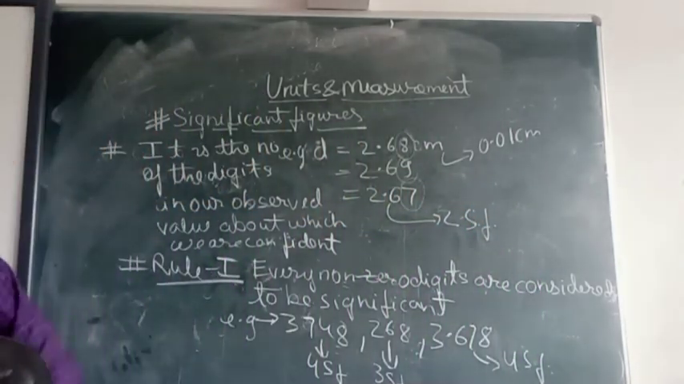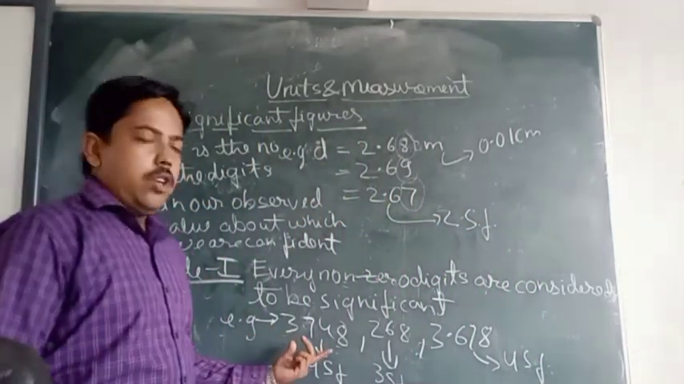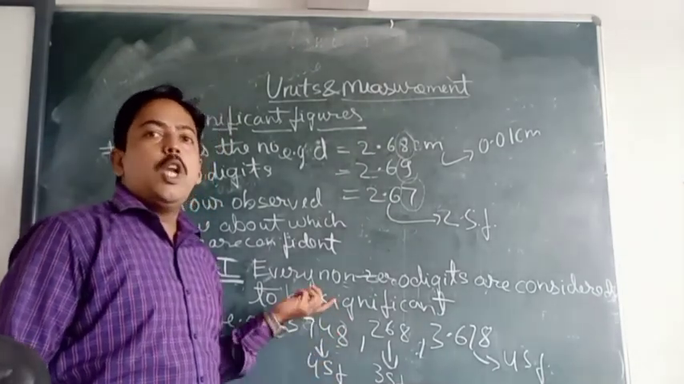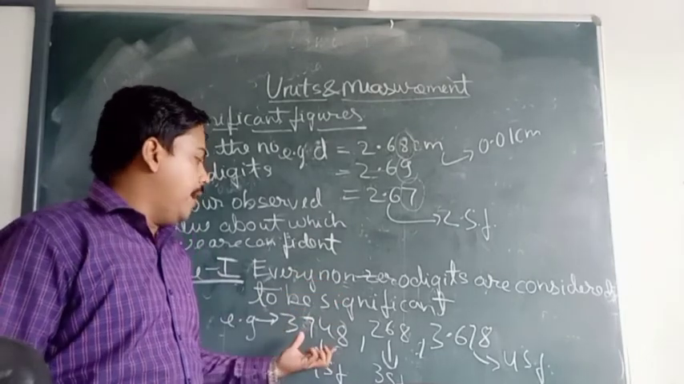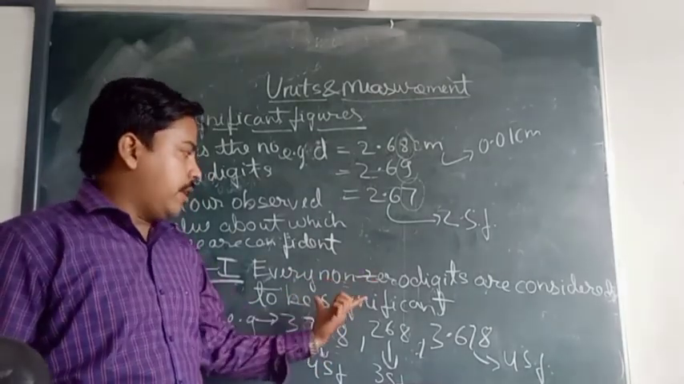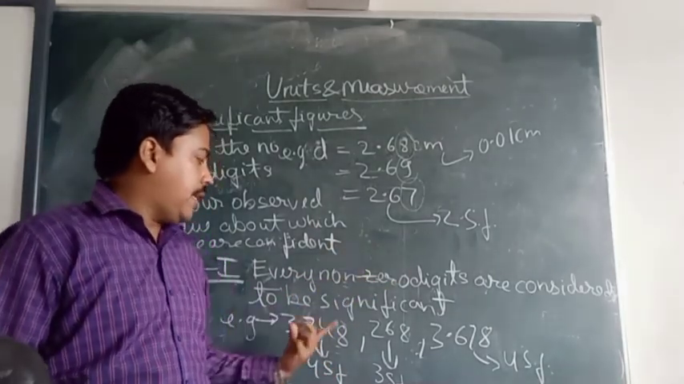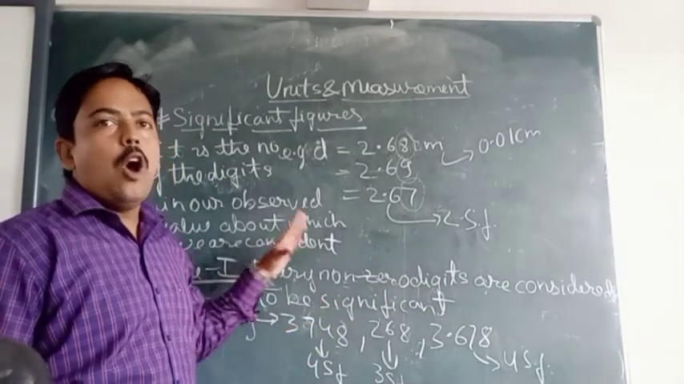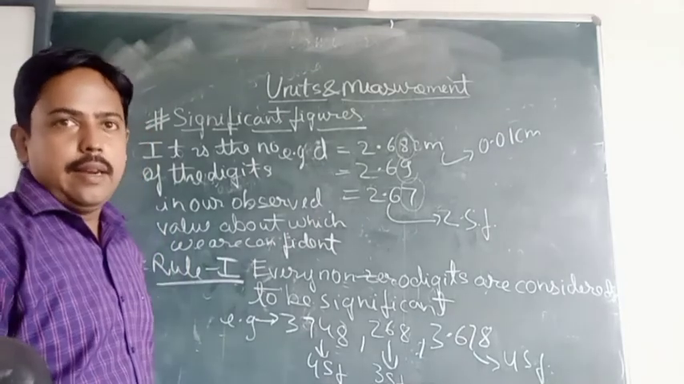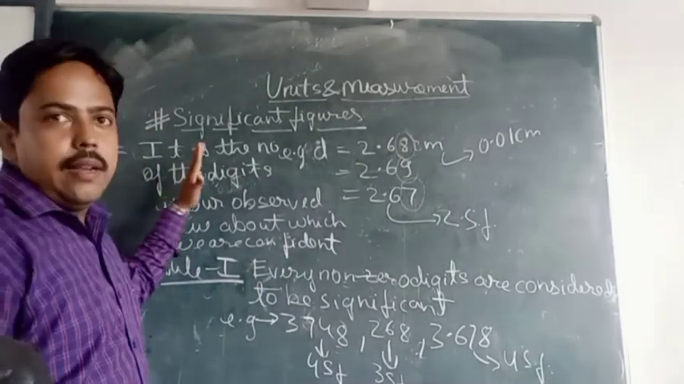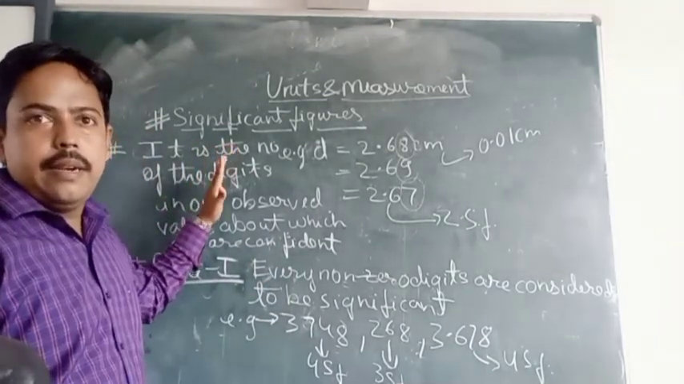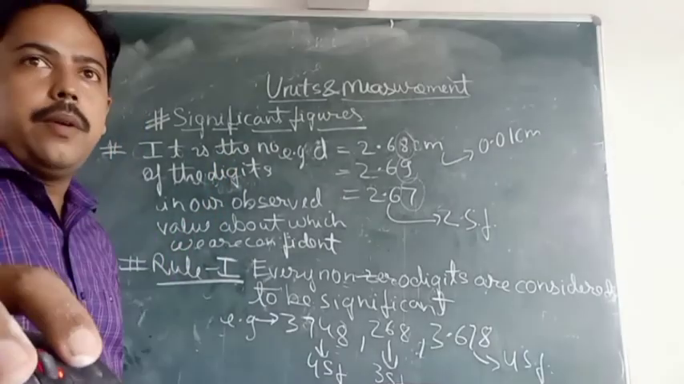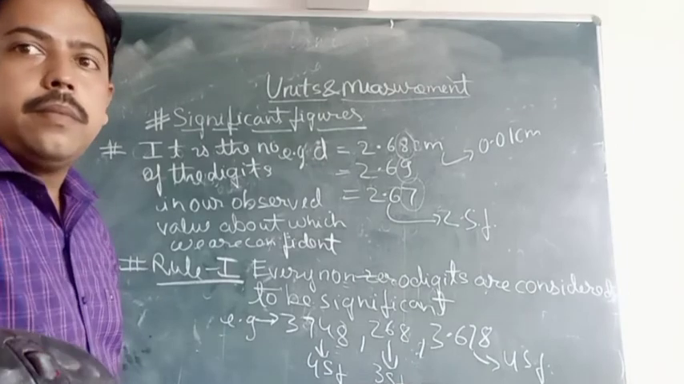So whenever you are given non-zero numbers and asked to calculate the number of significant figures, by knowing the non-zero digits inside a number you can easily calculate how many significant figures there are. Is there any doubt? Is it clear till here? Yes, sir.